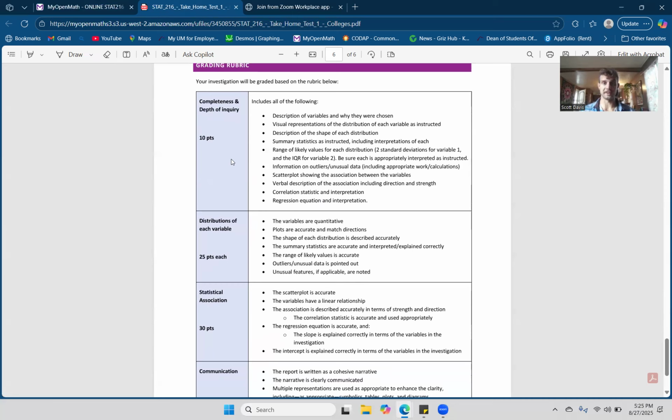So it's really important that you are demonstrating your understanding of all of these ideas, all of the vocabulary, using proper notation.